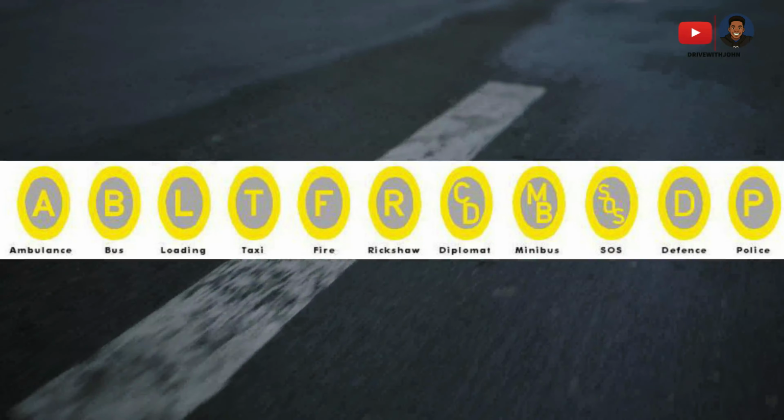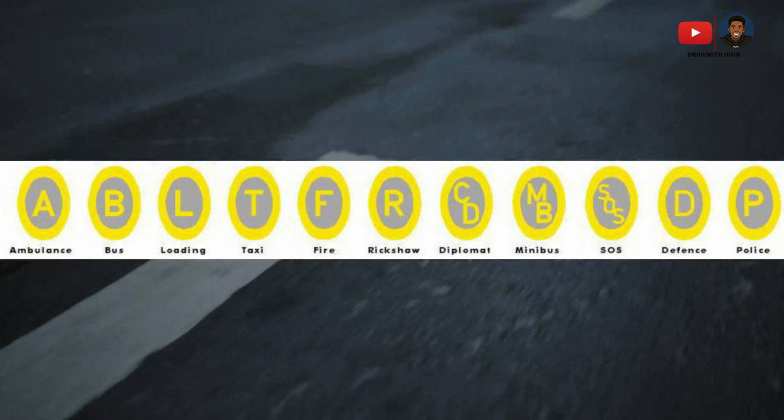Okay, next road markings that you will notice are these road markings here.